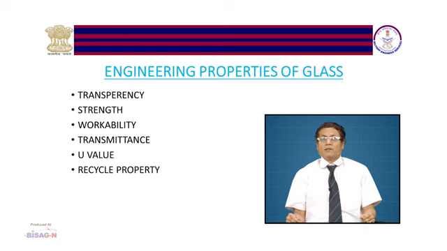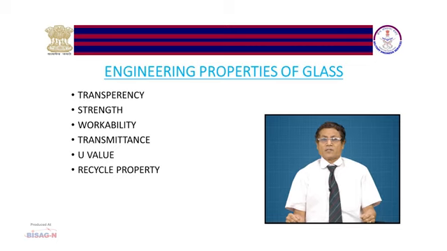Now, some engineering properties of glass are transparency, strength, workability, transmittance, U value and recycle property. What is the transparency property? Transparency is the main property of glass, which allows vision of the outside world through it. Transparency can be from both sides or from one side also. When it is from one side, the other side will act as a mirror.